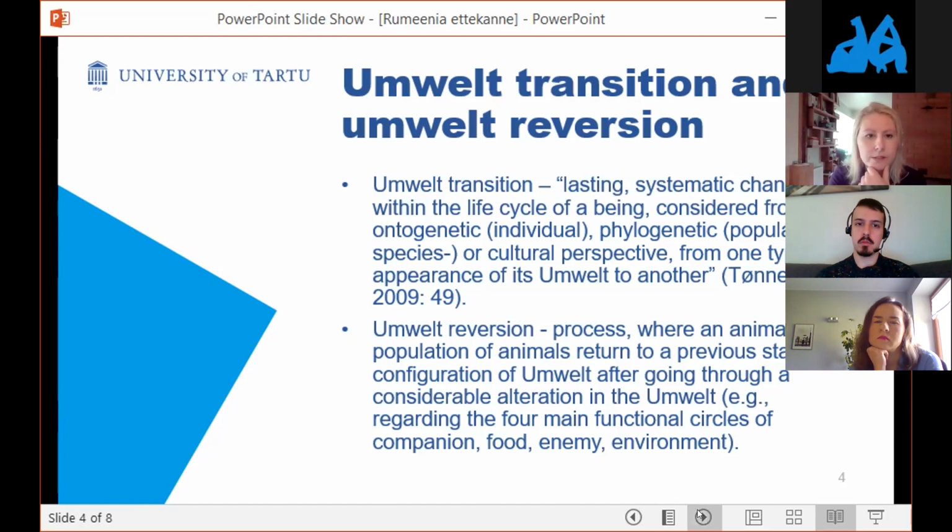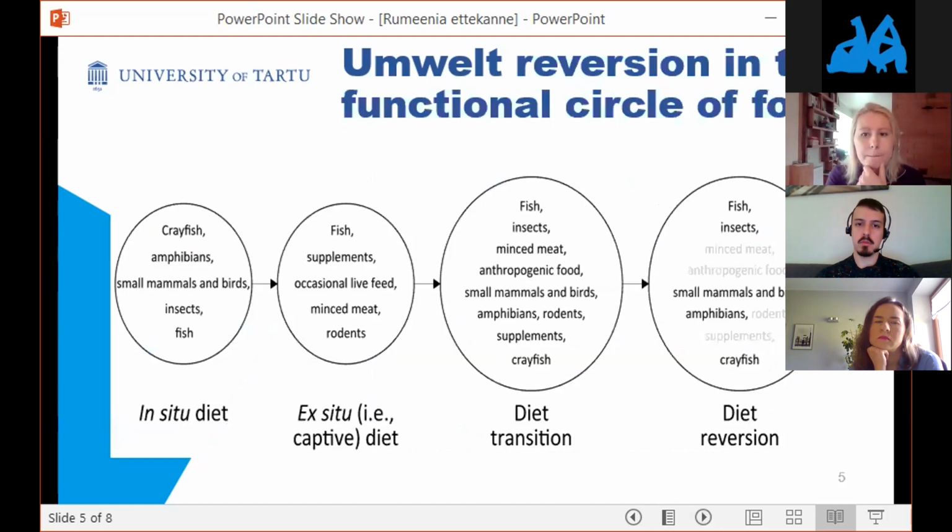So now I come to this case study. Again, if you remember the dyad differences, we can see tremendous differences in ex situ and in situ conditions. For example, in ex situ conditions, there is very little live prey, fish, or crayfish, and there is no minced meat or vitamin supplements after the release of the minks, which makes us question the strength of the connection between the object of food and the meaning carrier.